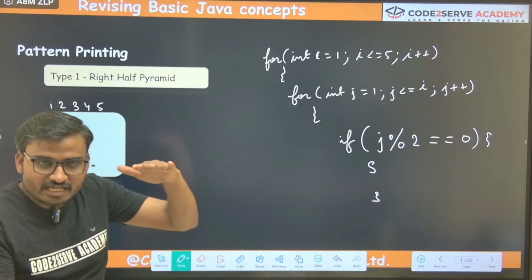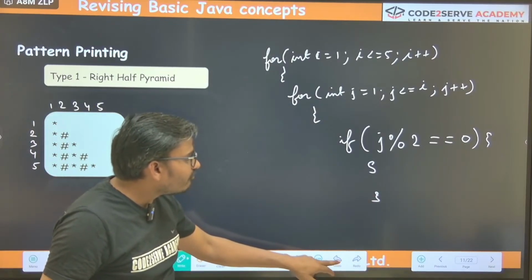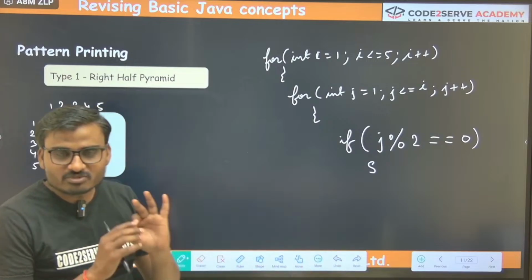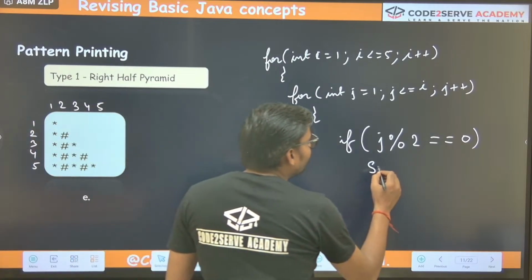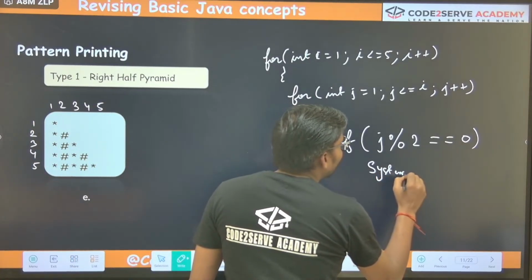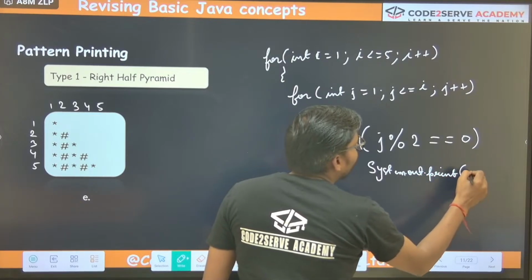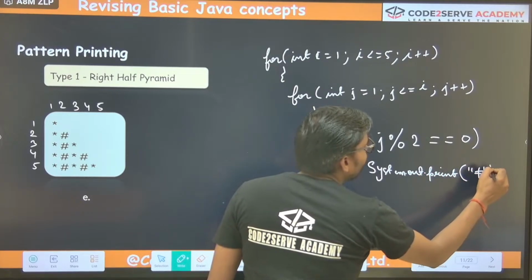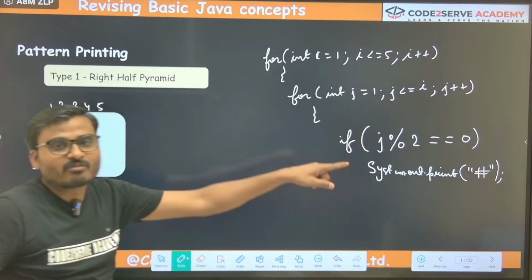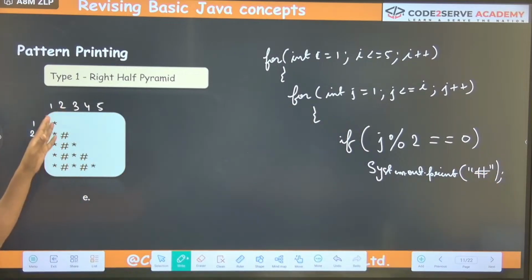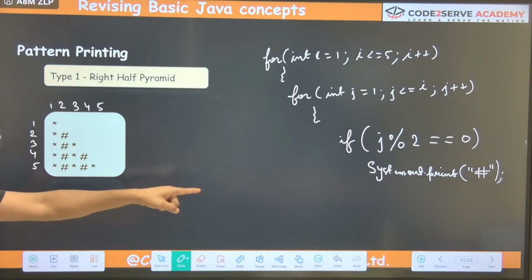If there are multiple lines, then you need to give the curly braces. For now, I need only one line, so I'm skipping the curly braces. So I will write System.out.print, and you have to pass hash. So this you have to keep in mind. For the j, that is for the even part, I have to print hash.